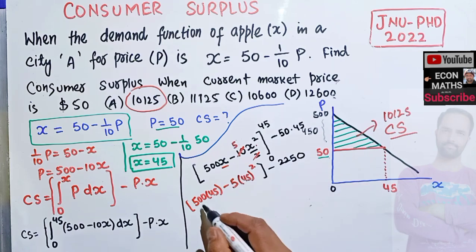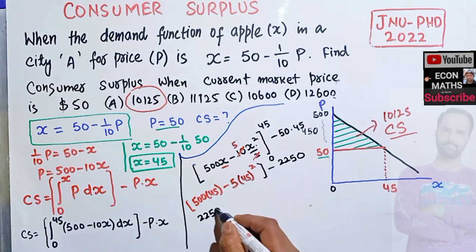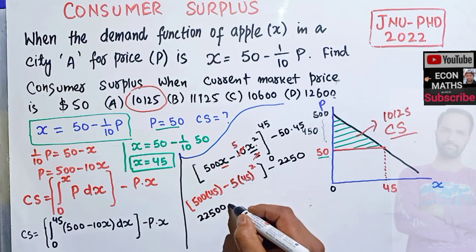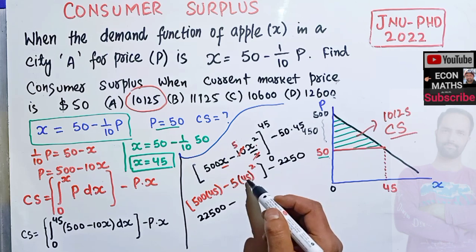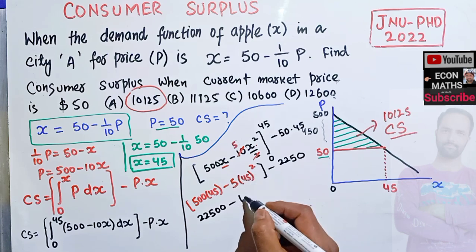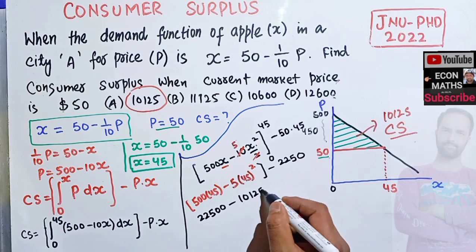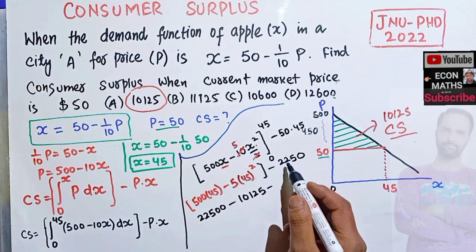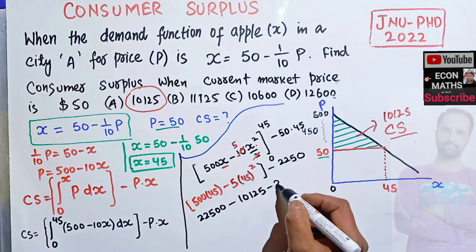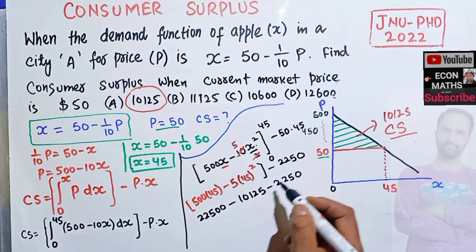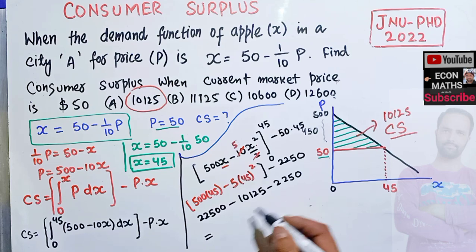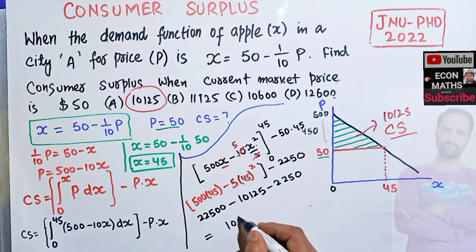When we solve 500 into 45, it will come out to be 22500. I have done this calculation. 5 into 45 square will come out to be 10125. I hope this calculation is right. And then we have 2250. When we subtract these things we will get 10125. So using integration we can also calculate the consumer surplus.